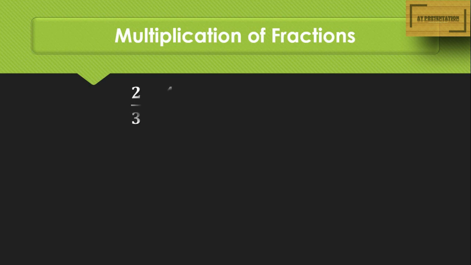Now the next point is multiplication of fractions. There is an easy method for solving multiplication of fractions. For example, 2 upon 3 multiplied by 4 upon 5. You just multiply horizontally. Numerator multiplied by numerator, 2 multiplied by 4, that is 8. And denominator multiplied by denominator, 3 multiplied by 5, that is 15.